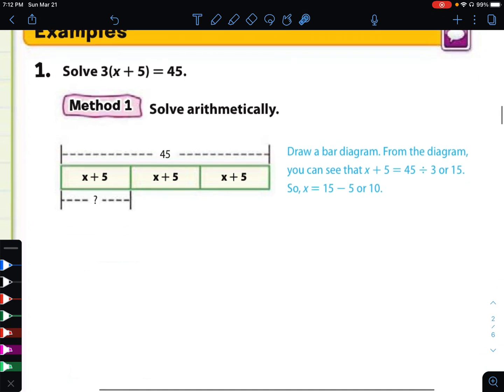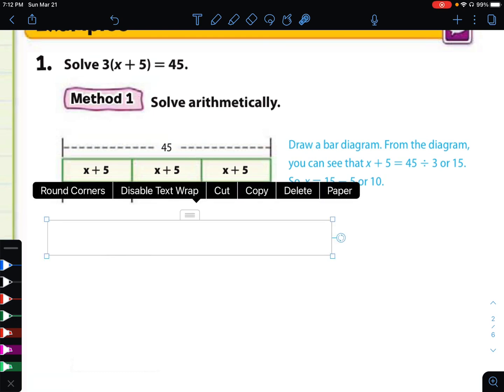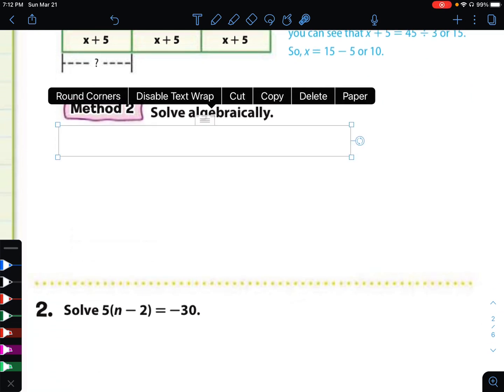Now, if you look at it very closely, we know that the value of x is equal to 10, because if I substitute 10 for x, that's 10 plus 5 is 15, and 3 times 15 will equal 45. Okay? That's solving it arithmetically, and the method that we want to use is to solve it algebraically. This is the method that we are going to use.